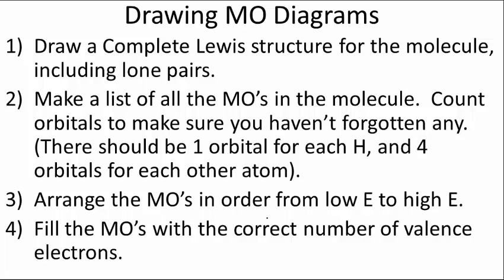So when you're asked to draw an MO diagram, essentially there are 4 steps. First, you draw a complete Lewis structure. The Lewis structure is going to tell you what bonding orbitals you need, what non-bonding orbitals you need, and what antibonding orbitals you need. You make a list of all the molecular orbitals. On the skill builder for this module, these steps are kind of broken out. You'll have some questions that just ask you to make a list of all the MOs, and then arrange them in order from low energy to high energy, and then you put your electrons in.